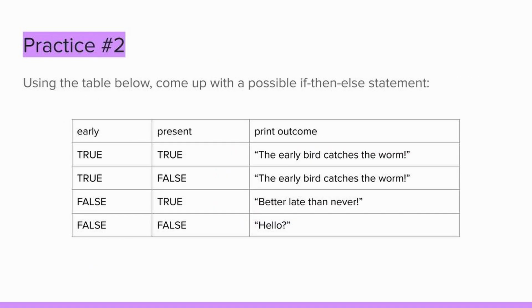Let's try another problem. Using the table, come up with a possible if-then-else statement that would print out the given outcomes. For instance, if the early and present variables were both true, then we print the early bird catches the worm. Likewise, if the early was false, but the present was true, we would print better late than never. Pause the video now and resume the video to go over the answer.